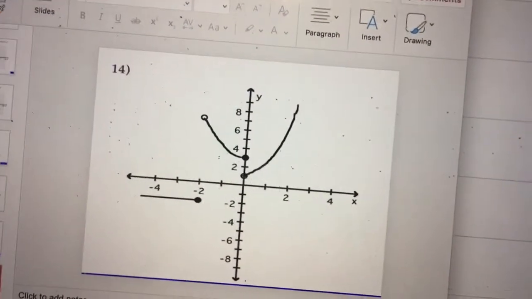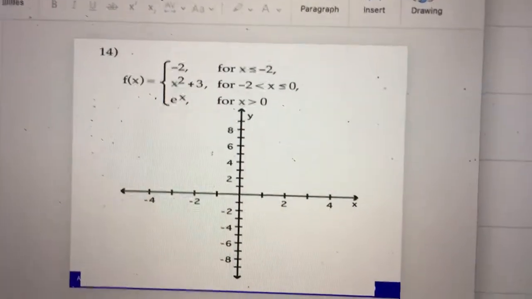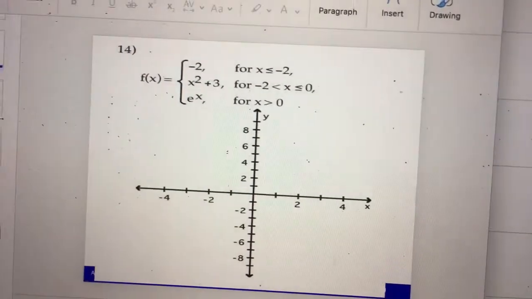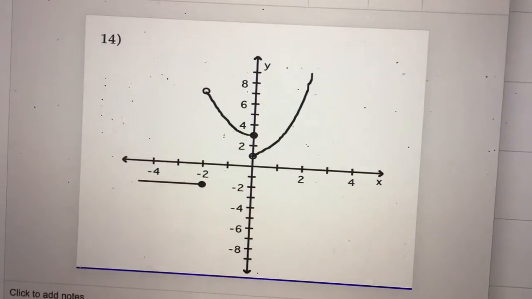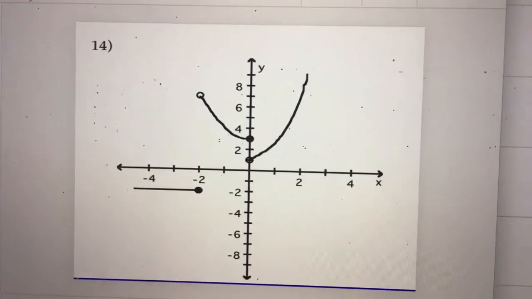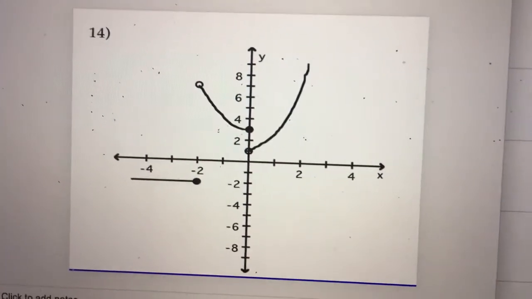Okay, so this is the same thing. This was the original problem, and this is the answer, which is just a little bit neater than what I had.